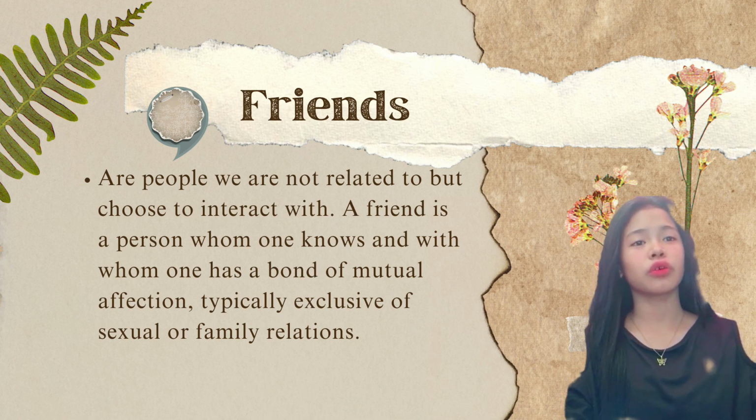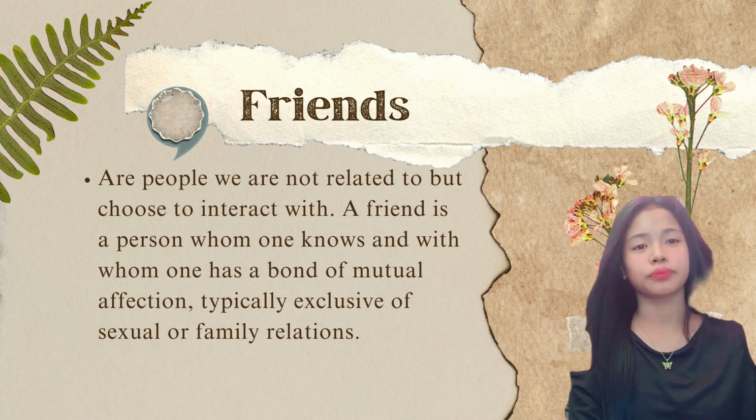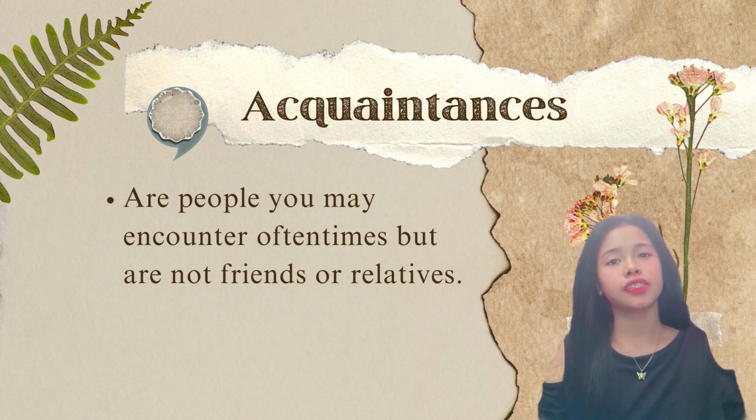A friend is a person with whom one has a bond of mutual affection, typically exclusive of sexual or family relation. So friends are indeed individuals we choose to interact with, and our bond with them is based on mutual affection and understanding. It's a unique relationship where we share experiences, support each other, and enjoy spending time together, separate from family or romantic relationship.